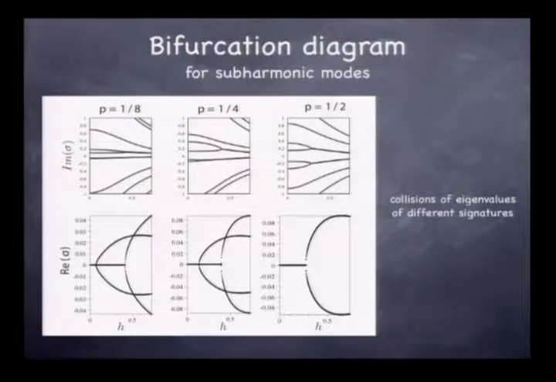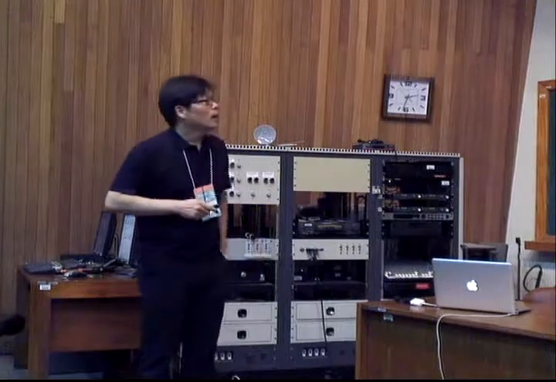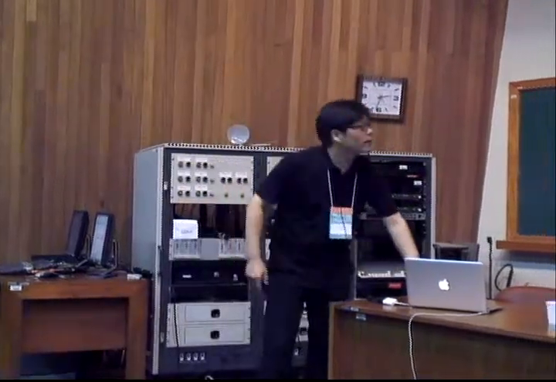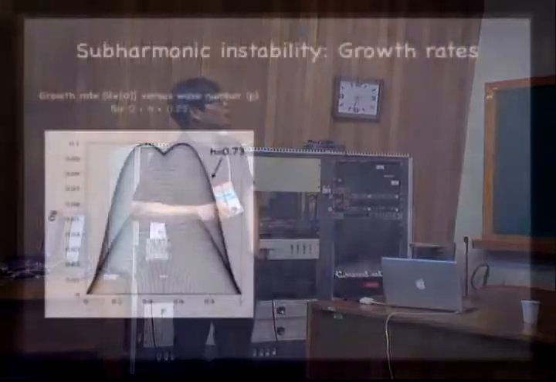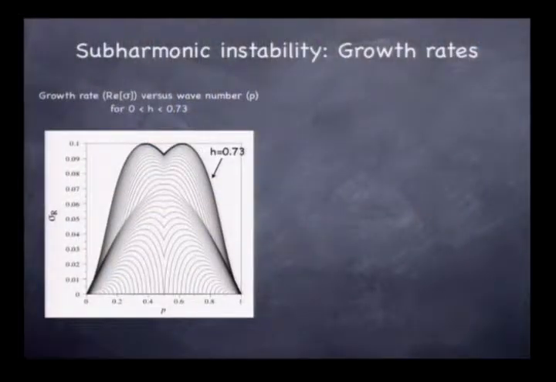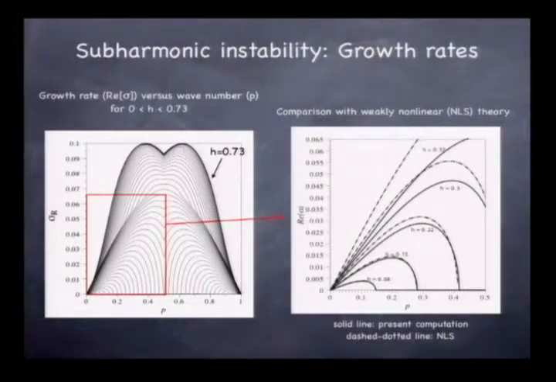And then we see the collision of eigenvalues, and they have opposite signatures, as the necessary condition of McKay-Saffman claimed. So everything worked out, and this is a growth rate curve for different wave amplitudes. Each curve represents the growth rate for a different wave amplitude, and it goes all the way to 0.73, that's the maximum wave amplitude. And we zoomed in on this area, and the solid line is our computations.